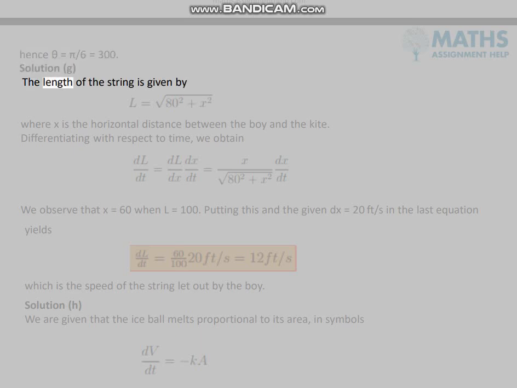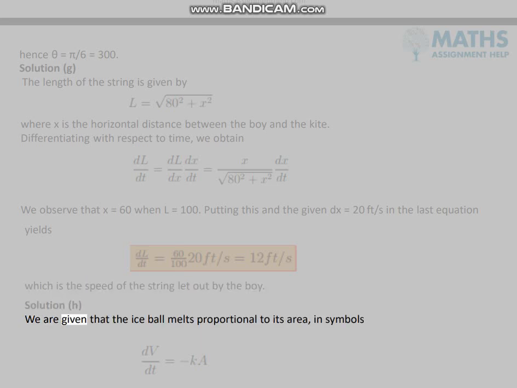Solution G. The length of the string is given by... where x is the horizontal distance between the buoy and the kite. Differentiating with respect to time, we obtain... We observe that x equals 60 when L equals 100. Putting this and the given dx/dt equals 20 feet per second in the last equation yields... which is the speed of the string let out by the buoy.